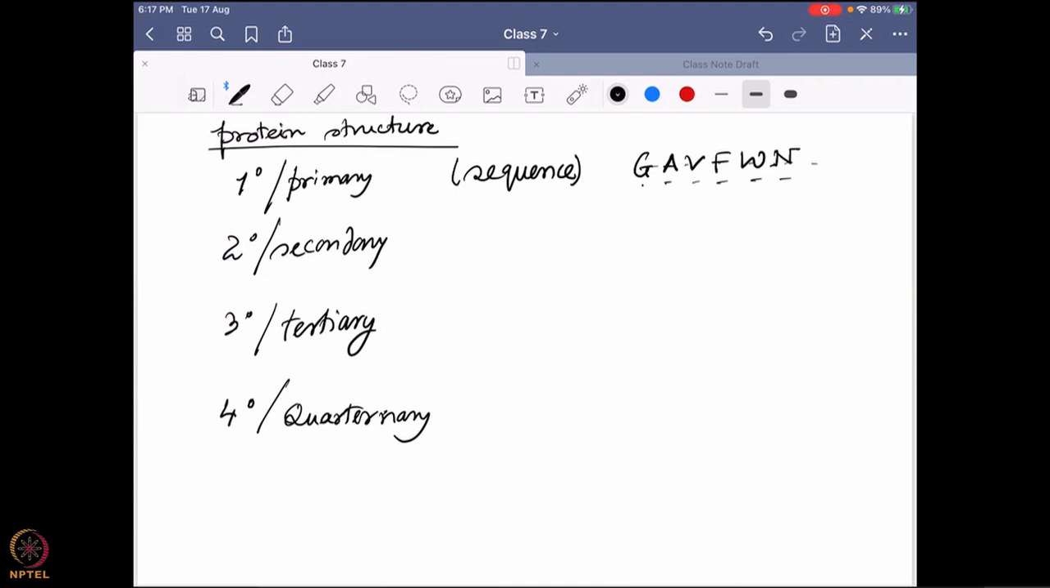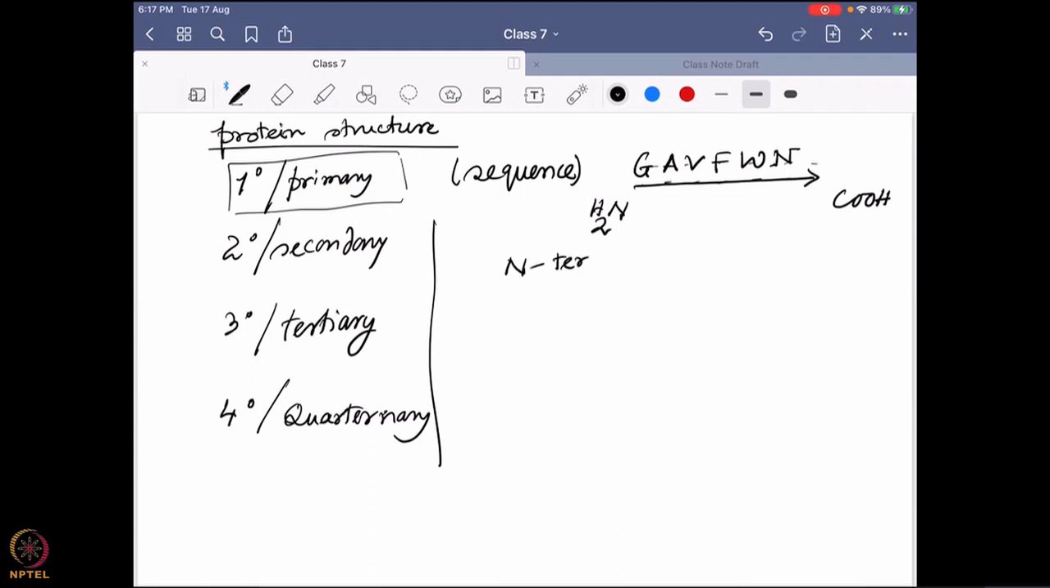So the sequence is going to give you the primary structure. What does that primary structure basically mean? It means that you have one amino acid, and generally when we write that sequence, we write it in such a way that this end has the free amine group and this end has the free carboxylic acid group. So this is known as the N-terminal, and this is known as the C-terminal. Anything you draw from left to right goes from N-terminal to C-terminal. That is how we draw. So what do I mean by free amine group, free carboxylic acid group, or N and C-terminal respectively?